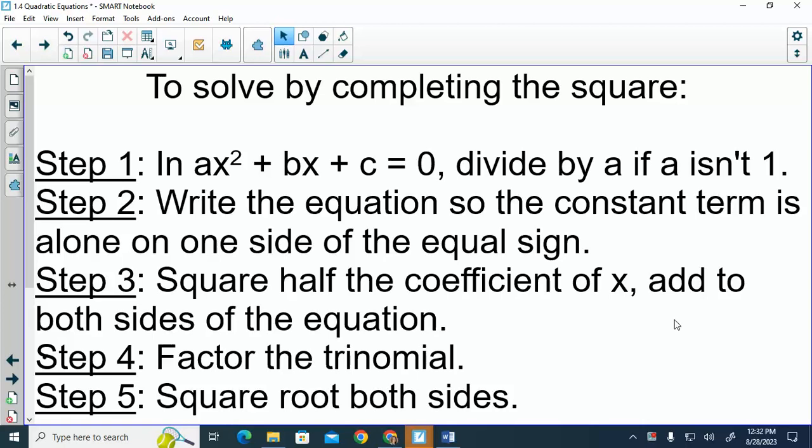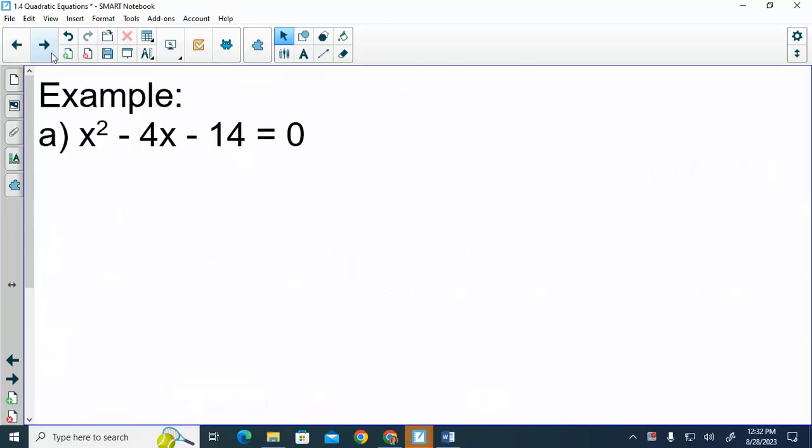We need to divide by that number first. So if you have a 3x squared, you're going to have to divide everything by 3 before you start. Then we move the constant to the other side, and then we're going to go through these steps to create a perfect square. So let's step through a problem and try this.